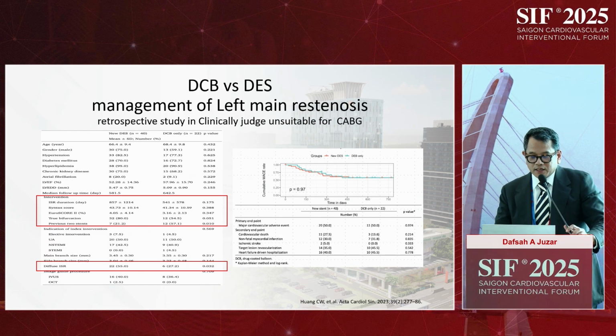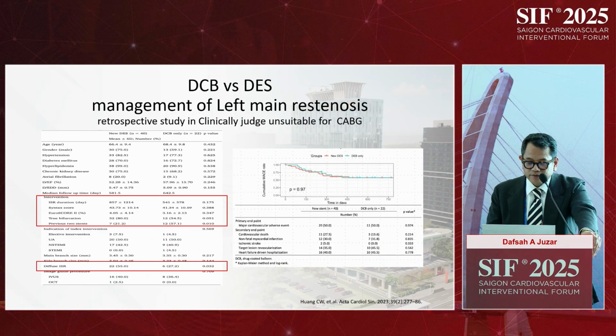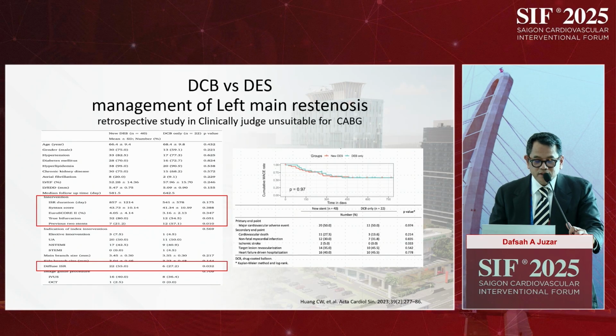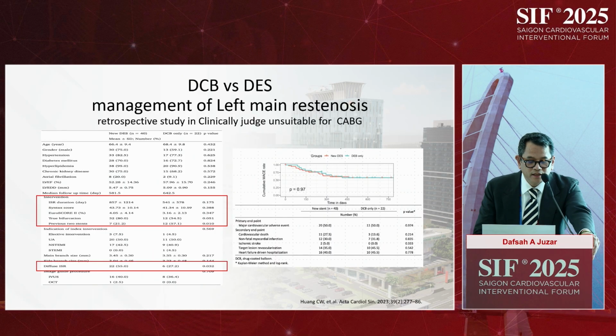And then management of left main restenosis. This is a retrospective study from Huang from China, and here you see that in patients unsuitable for CABG, there is no difference whether you use DCB or DES. And even though the SYNTAX score is high, around 43, the EuroSCORE is actually not that high, between 4 and 3.